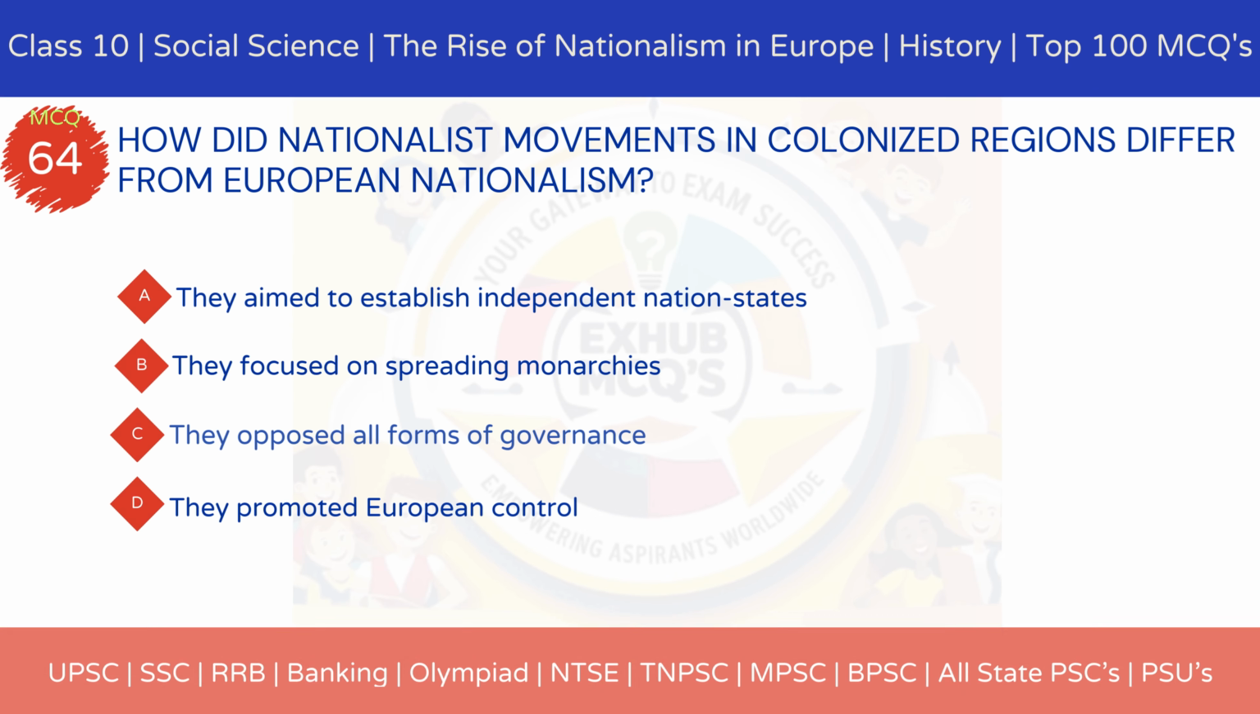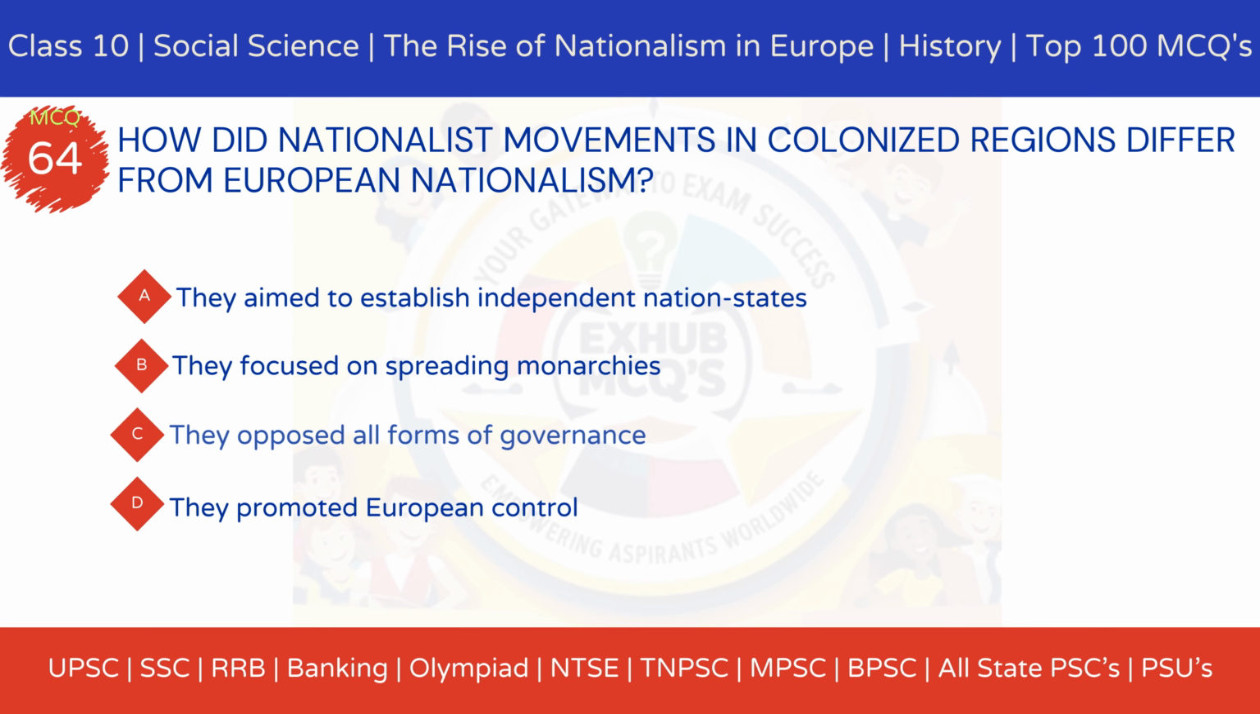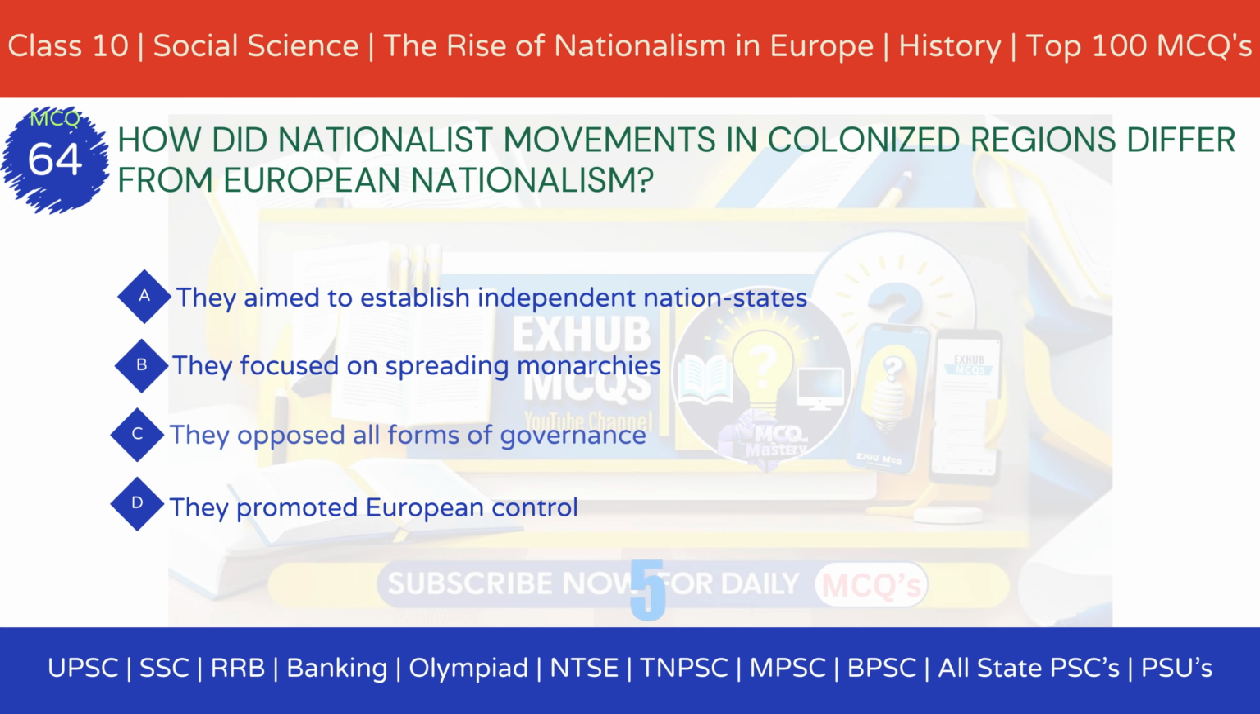MC 64. How did nationalist movements in colonized regions differ from European nationalism? Option A. They aimed to establish independent nation-states. Option B. They focused on spreading monarchies. Option C. They opposed all forms of governance. Option D. They promoted European control.